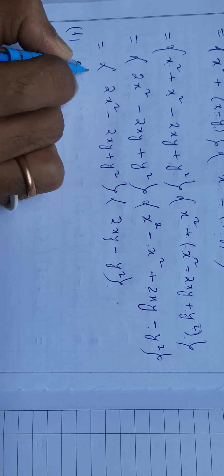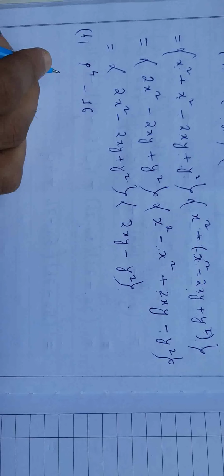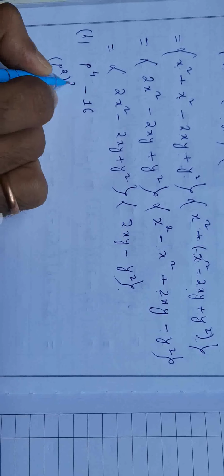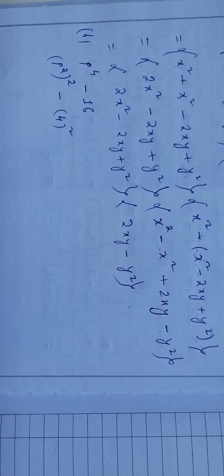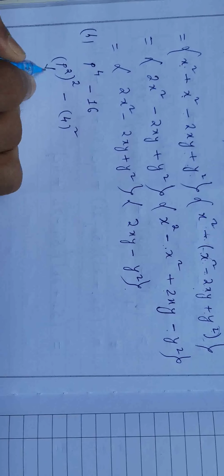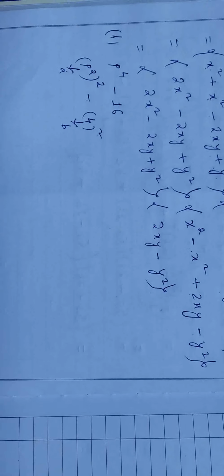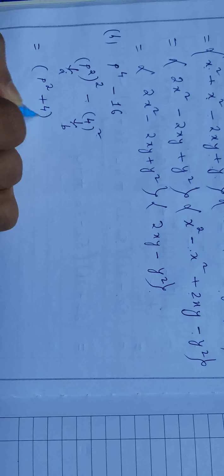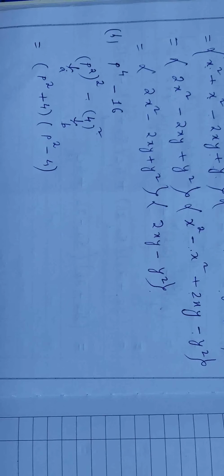Next question is p to the power 4 minus 16. Similarly, this expression can be written as (p square) whole square minus 4 square. So here p square will act as a, 4 will act as b. So it became the formula of a square minus b square, which implies (a plus b) within bracket (a minus b).